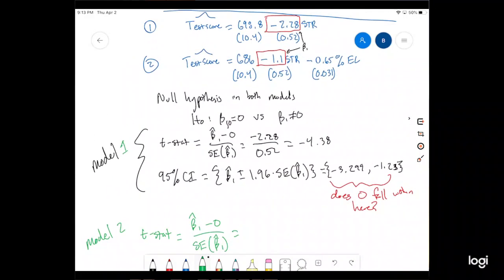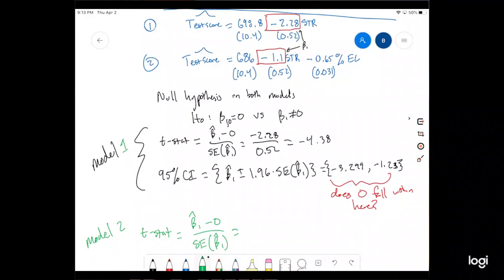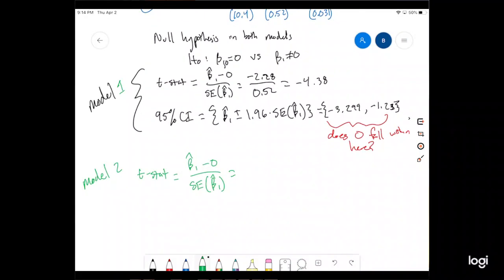case, let's go back up and see what it is. It's negative 1.1 divided by 0.52. That's our standard error. Let's make sure I wrote that down correctly. Yep, 0.52. So negative 1.1 over 0.52 turns out to be negative 2.54.